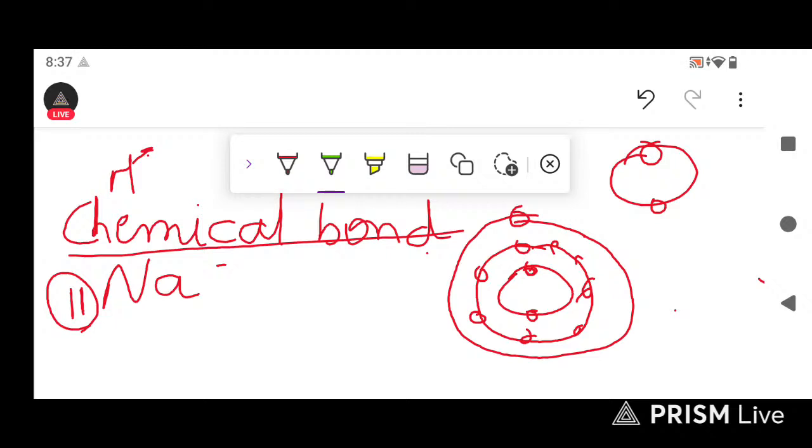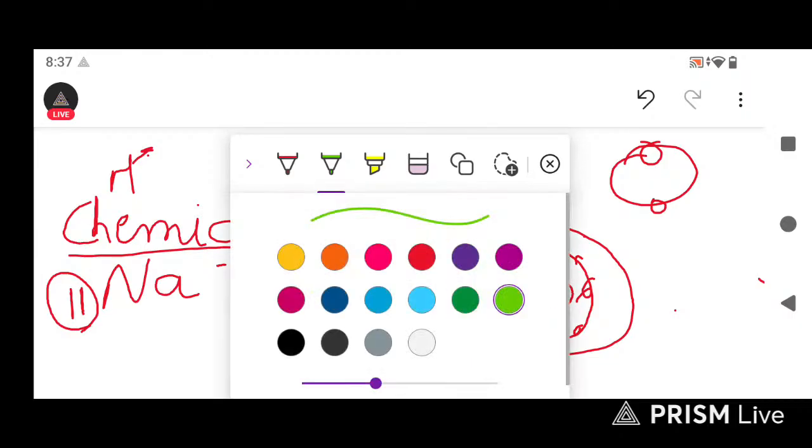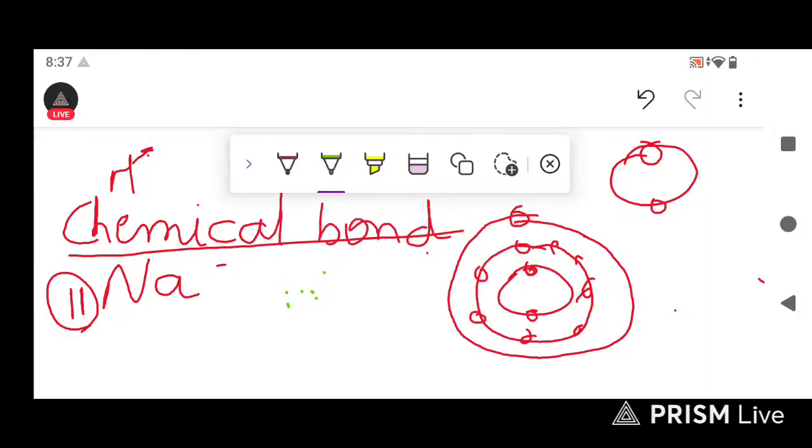So now look, sodium has only one electron in the valence shell, and it needs to complete its octet. How does it complete its octet? By gaining 7 electrons, but no one is so good as to give it 7 electrons. Nobody in this world is so good that they would hand over all their things. So it is not an easy task to give 7 electrons to sodium.